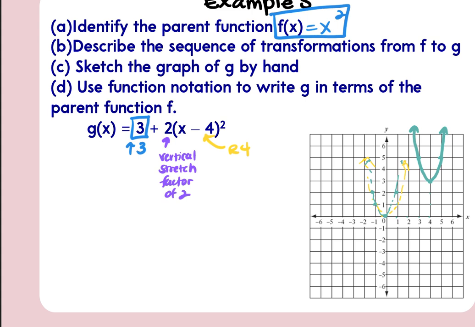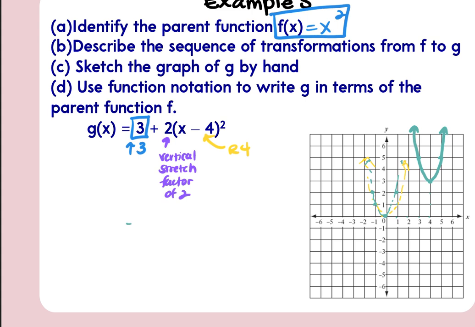Now part D says use function notation to write g in terms of the parent function f. And this is what AP style questions love, because it wants you to not even know what the shape looks like, but to actually take the equation and transform it. So if I remove the parent function, which is the x squared, every time I would use x squared, I put an f in its place. So x squared is f of x.